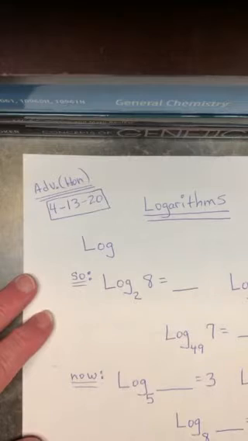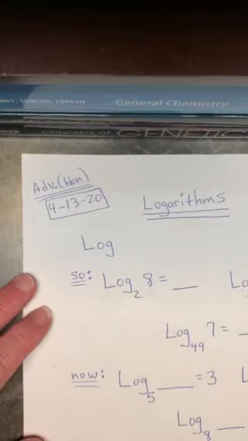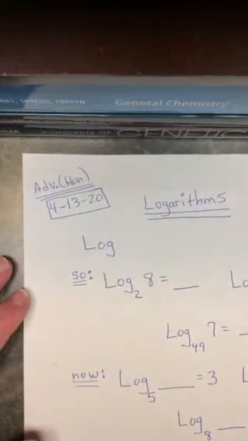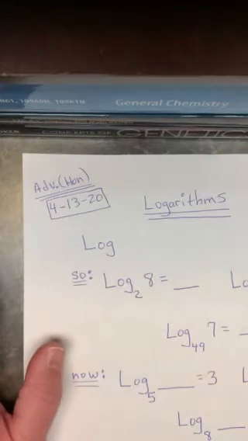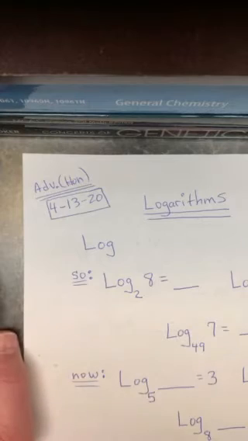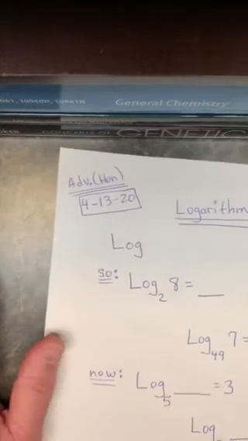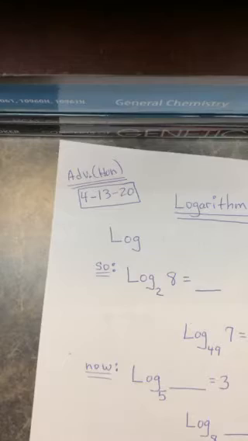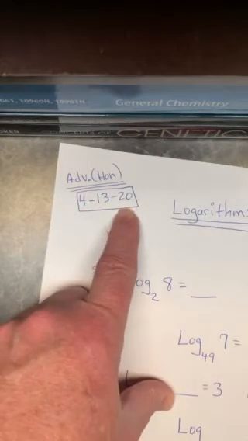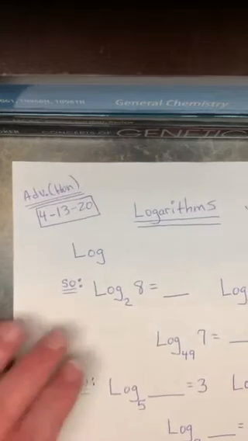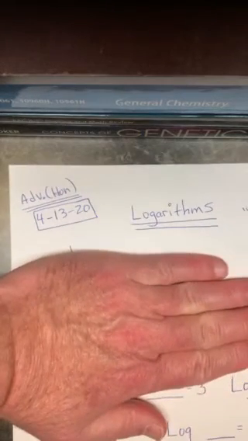So for today, a nice piece of paper out ready to roll. You will need a calculator. It does not have to be a graphing calculator, but it's got to have the word log and then natural log, which is the LN button as well. So if you need to take a second to get that out, that'd be great. Top left-hand corner, put the date, which is again April 13th, 2020. The title is simply Logarithms for today's notes.